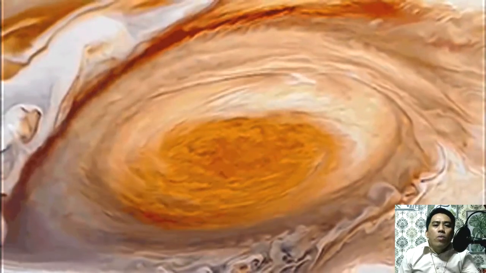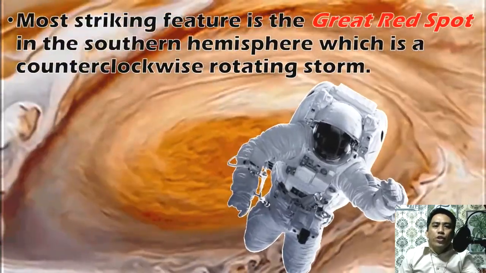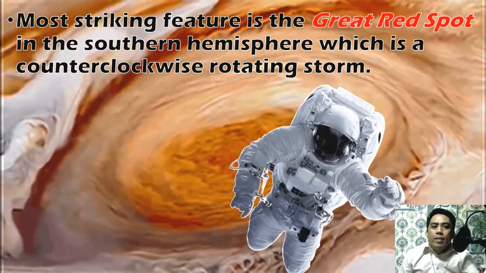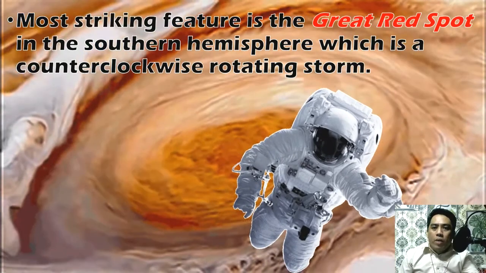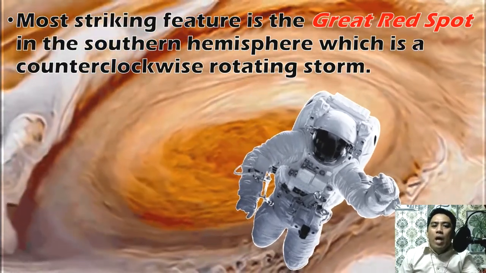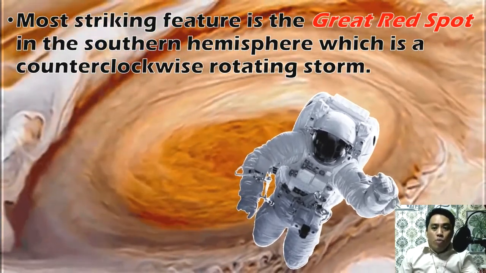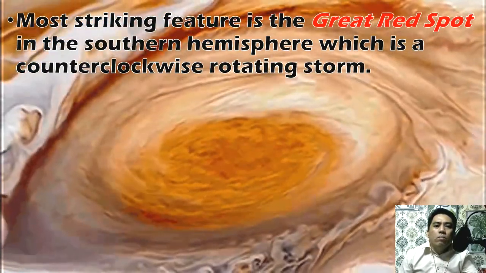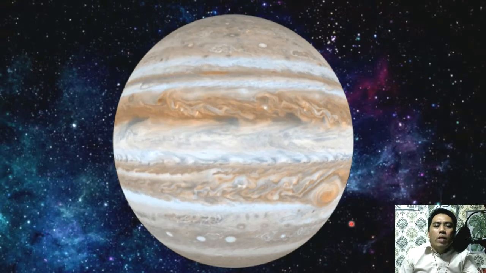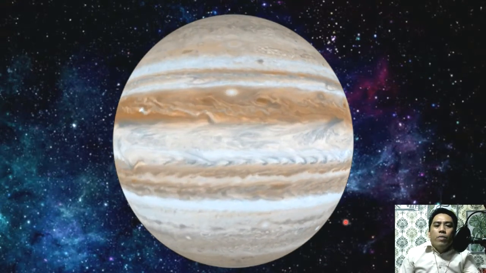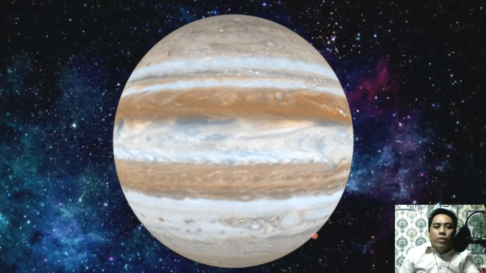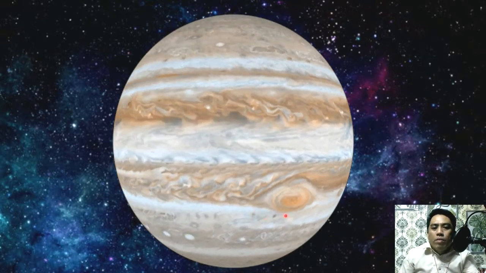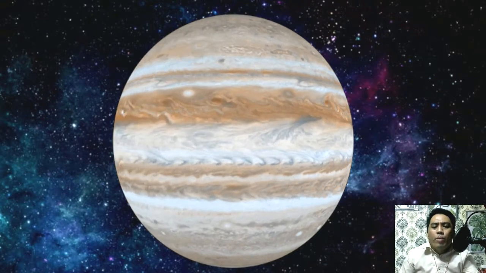So the most striking feature of Jupiter is the Great Red Spot in the southern hemisphere, which is a counterclockwise rotating storm. Yan. Okay, so kung mapapansin natin, andyan yung Great Red Spot ni Jupiter. So, ito siya. Abangan natin yan. So, this is the Great Red Spot. Yan. Bagyo yan na sobrang tagal na.